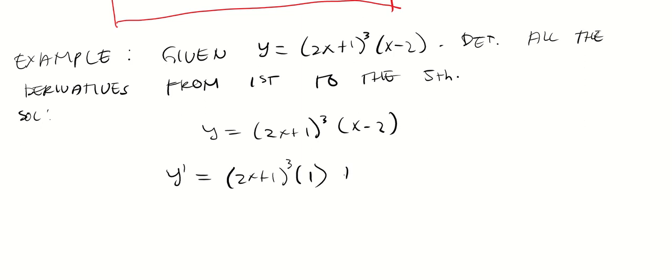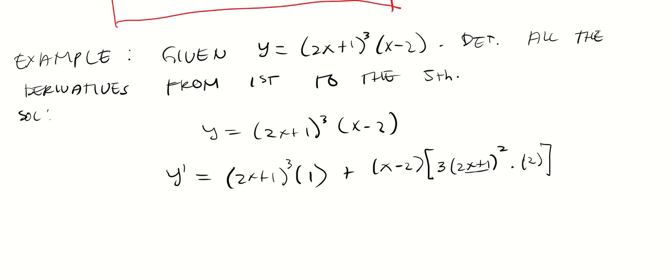Then you add this one with, you copy the second term, then you multiply it with the derivative of the first term. So the derivative of that, we bring down the exponent 3, copy 2x plus 1, then you subtract the exponent with 1. 3 minus 1 is 2, so squared. And applying chain rule, we still need to multiply this one with the derivative of 2x plus 1, which is just 2, so we multiply it with 2. That's chain rule, and that will be our first order derivative.